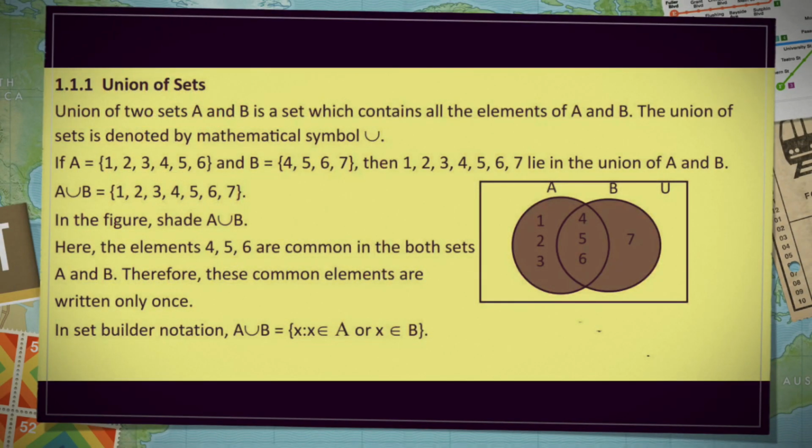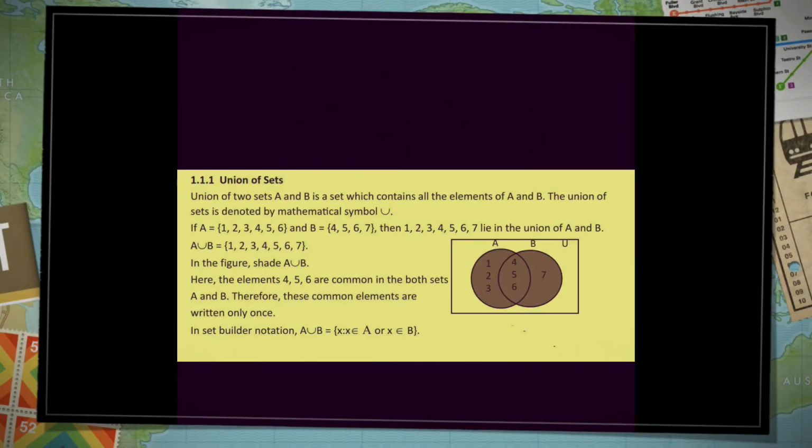First operation of sets is union. Let's see how we do the union operations. Union of two sets A and B is a set which contains all the elements of A and B. The union of sets is denoted by mathematical notations.